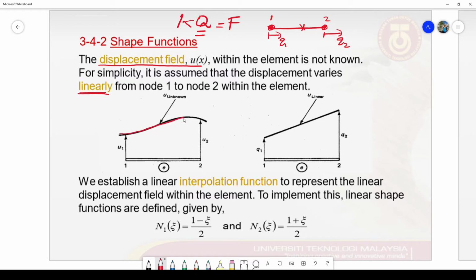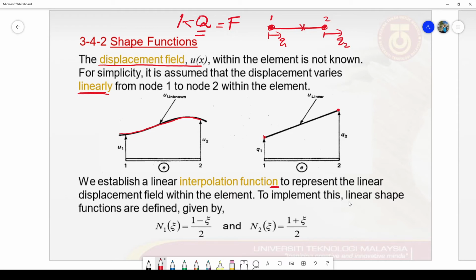It may follow a certain curve as shown in the figures on the left hand side here, which may follow a certain cubic curve, polynomial curve, or maybe other types of curves. But in our discussion, we limit this to linear variations or distributions of displacement from one point to another. So in this case, by taking linear variation between the 2 points, we can establish linear interpolation functions to represent the linear displacement field within the elements.